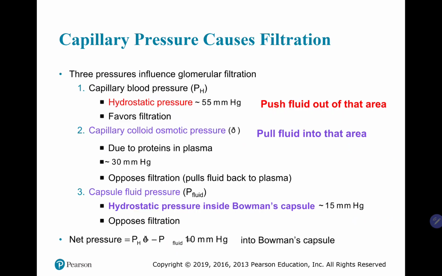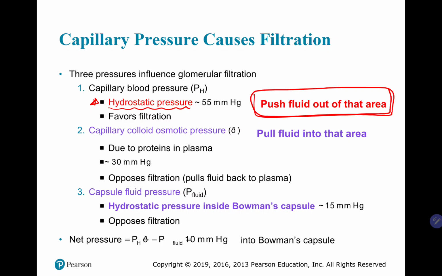Okay? So there are some pressures that will influence filtration. There are 3 main pressures that will influence glomerular filtration. We have the capillary blood pressure. This is going to be the hydrostatic pressure, the blood pressure within the actual glomerulus, and this is going to favor filtration. So this is essentially blood pressure, and this favors filtration. Hydrostatic pressure is a pushing force, so it's going to push fluid out of that area, and if it's pushing fluid out of that area, it's favoring filtration.